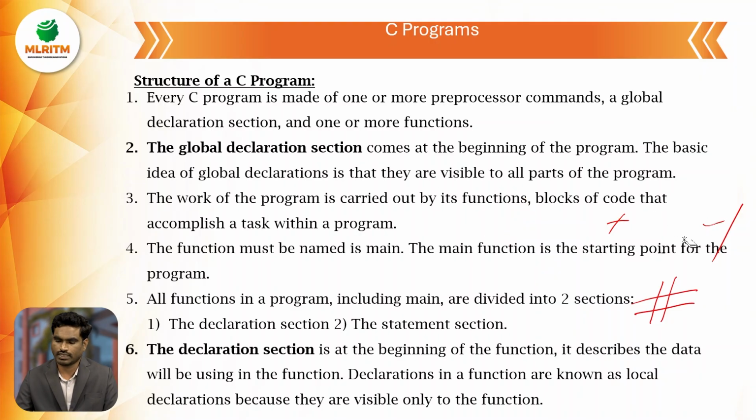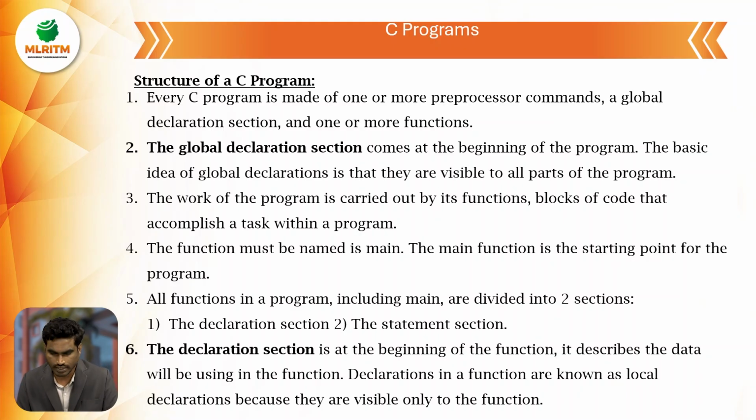Next one is the global declaration section. Global declaration comes at the beginning of the program. The basic idea of global declaration is that they are visible to all parts of the program. Next, all functions in a program, including main, are divided into two sections: the declaration section and the statement section.